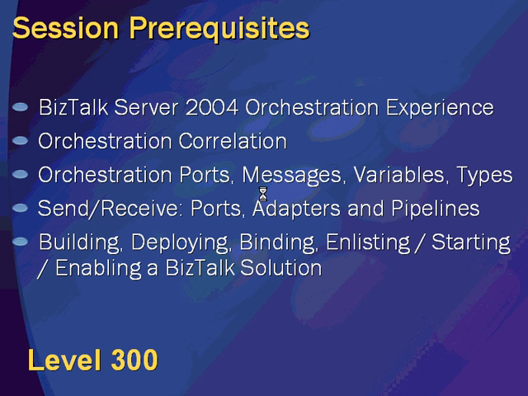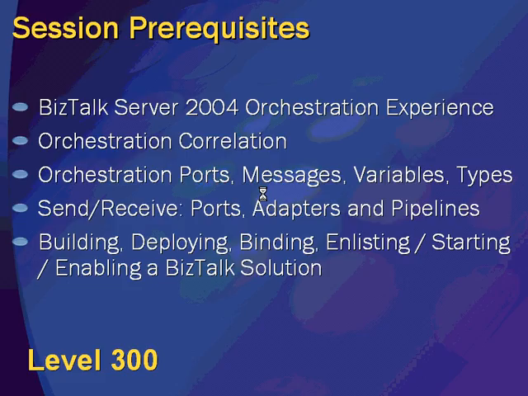Some prerequisites for you to understand the information I'm presenting are that you have a basic understanding of BizTalk Server 2004 orchestration, that you've also done some basic orchestration correlation, although I'll show you how to do that. This is the ability to send messages out of an orchestration and then receive messages later and correlate those with an active orchestration.